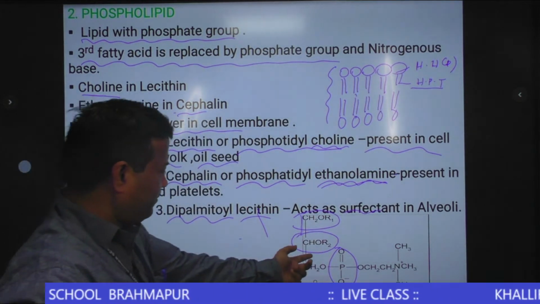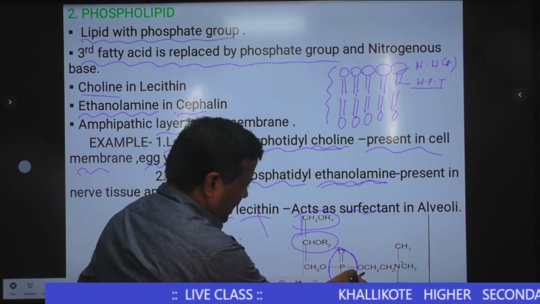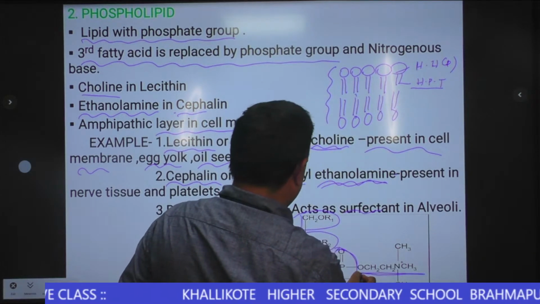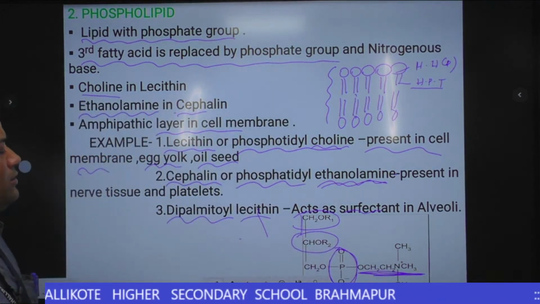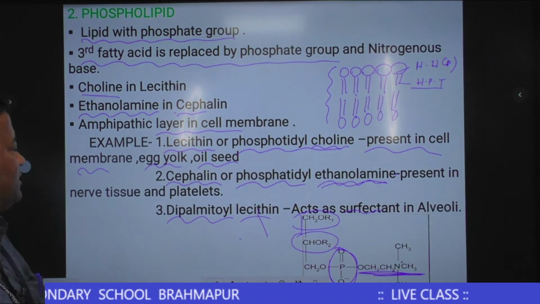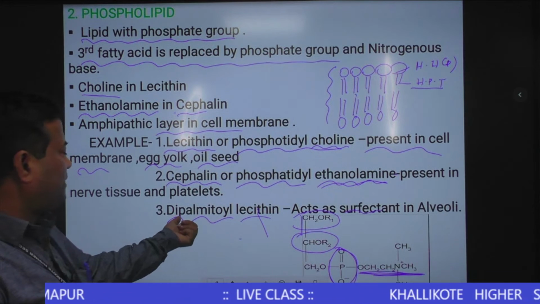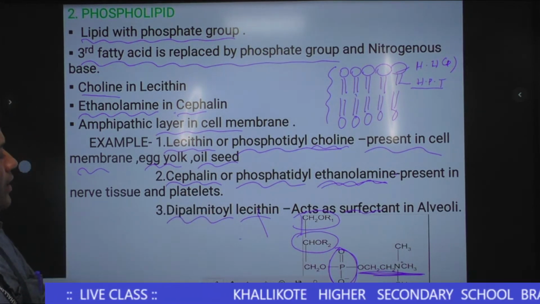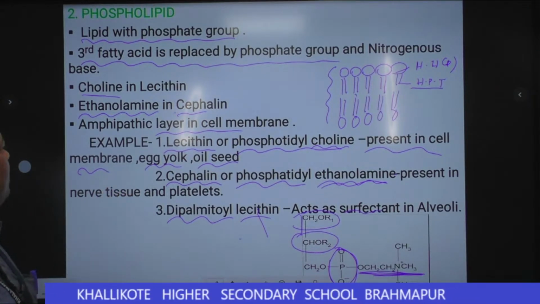Here the third fatty acid is replaced by phosphoric acid, and that combines with choline. Choline is a nitrogenous base which remains attached with the phosphoric acid, that results in the formation of dipalmitoyl lecithin, which is also called phosphatidyl choline. So this is the entire structure of the phospholipid.